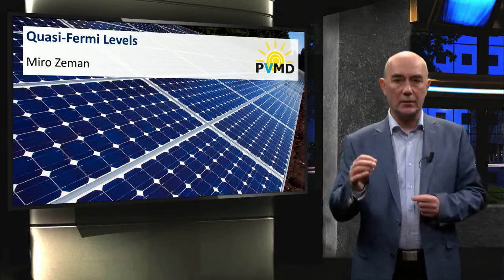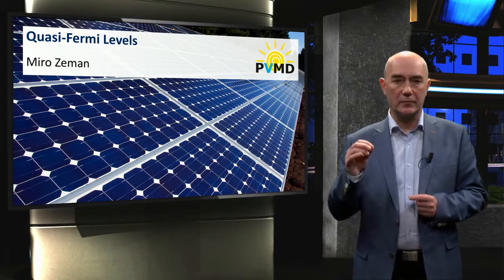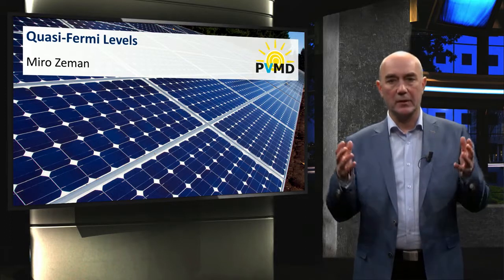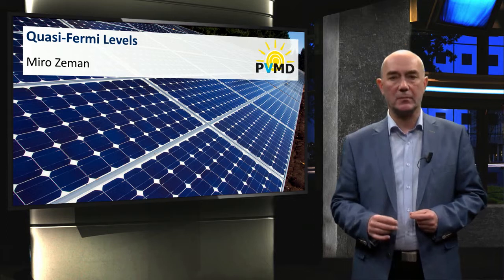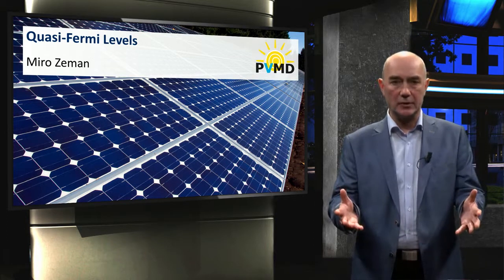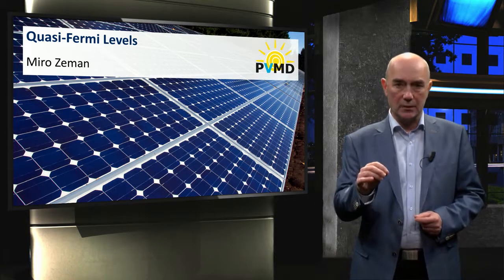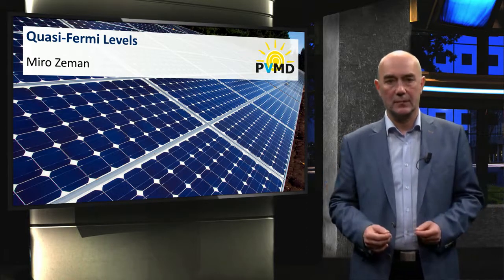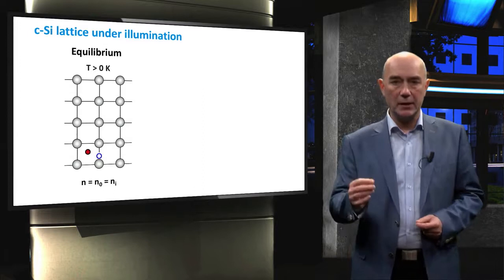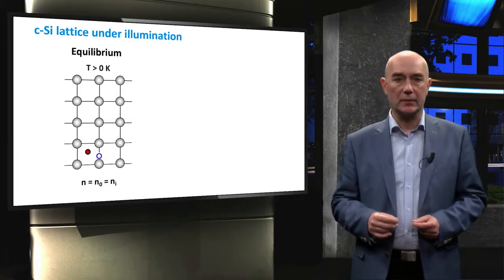Following the discussion of the previous video on photogeneration, we will now go further in describing what happens to a semiconductor material under illumination. In particular, we will look at what happens to the Fermi level. Let's start by looking at an intrinsic semiconductor.